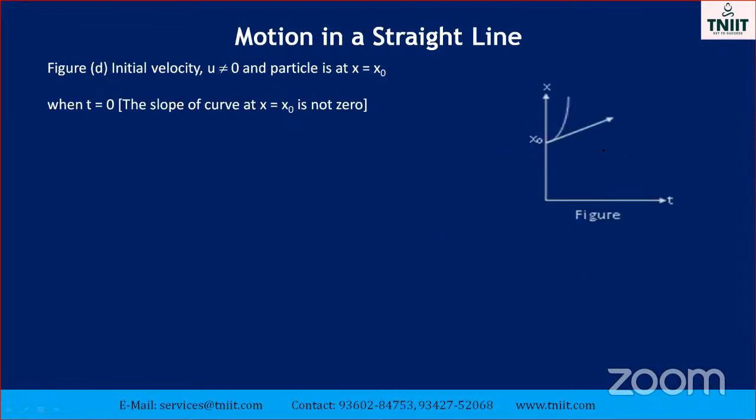This is the graph where the position is also not equal to 0 and velocity is also not equal to 0. Either velocity or position is not equal to 0. In that case, the particle will move like this, sweep parabola. This is having some position. So this is the graph where the velocity is not equal to 0 and even the position is not equal to 0.